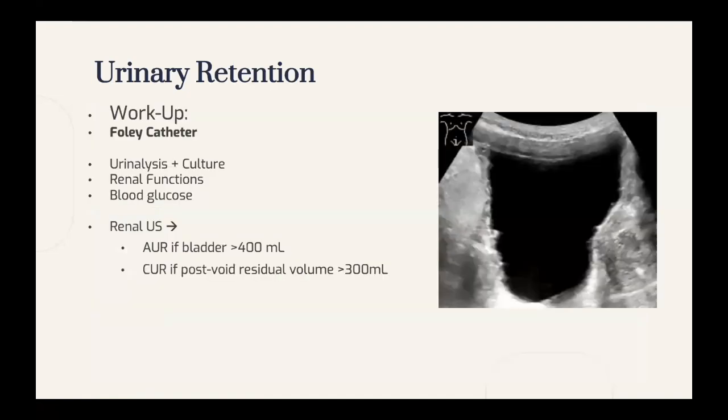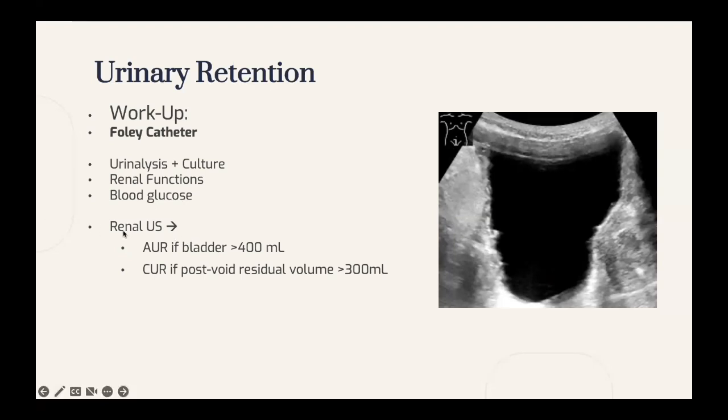The workup is usually basic. The first thing we need to do is insert a Foley catheter to relieve the distended bladder and relieve the patient in distress. That also helps us obtain a urinalysis and culture from the urine samples. We also do renal functions to assess whether the kidney is damaged from this urinary retention or not. Blood glucose is also a basic test to do. A renal ultrasound is important in two ways.